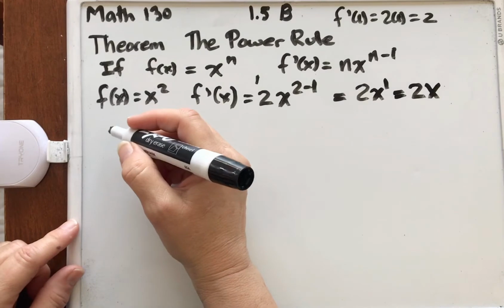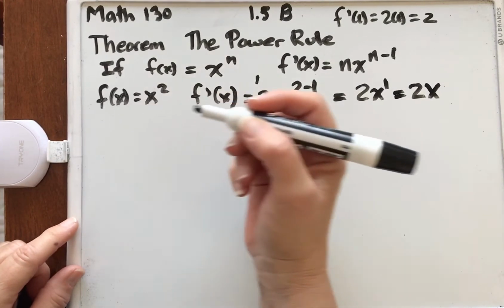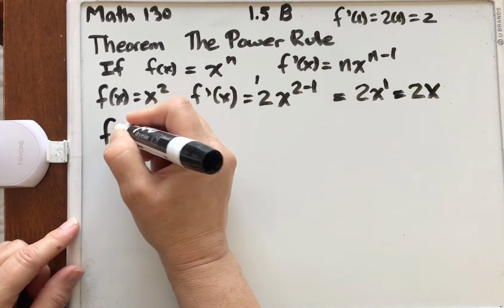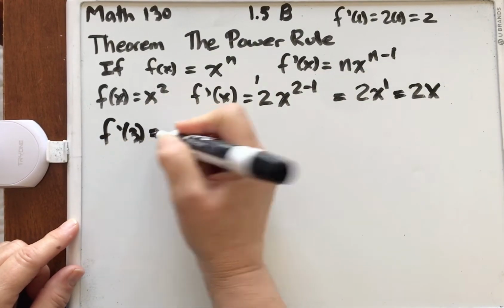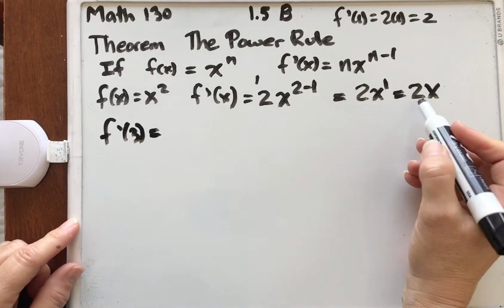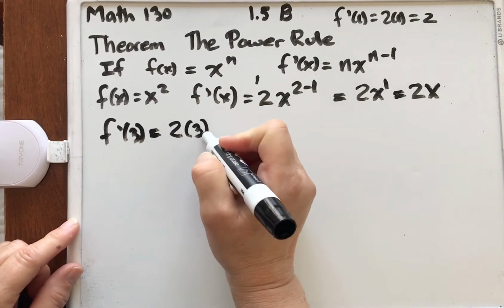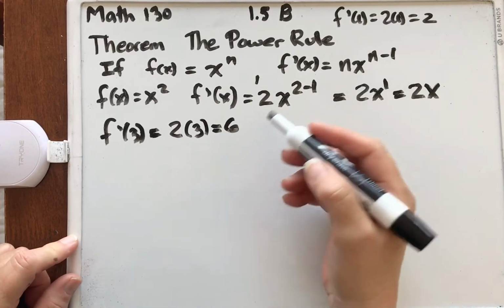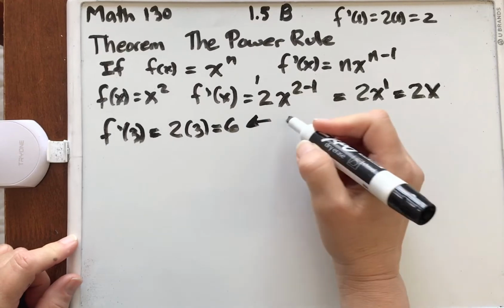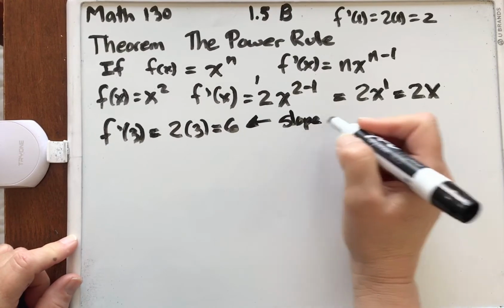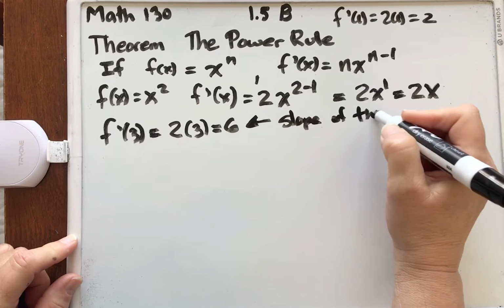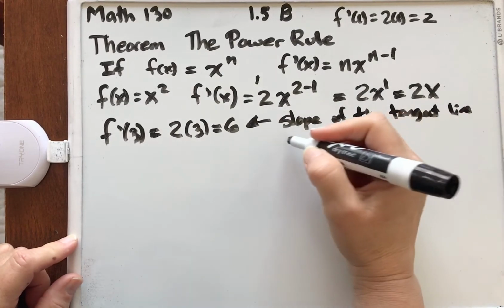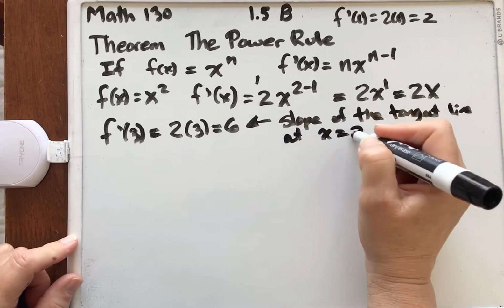So let's do another one. Before we do that though, we put a 1 in there, let's apply a 3. If we put a 3 in there, we have 2 times 3, which equals 6. Now again, what does this 6 represent? That's right, it's the slope of the tangent line at x equals 3.